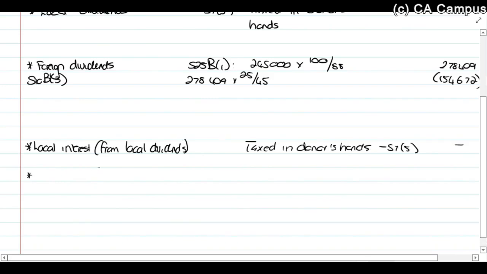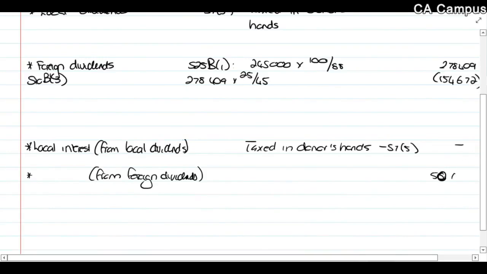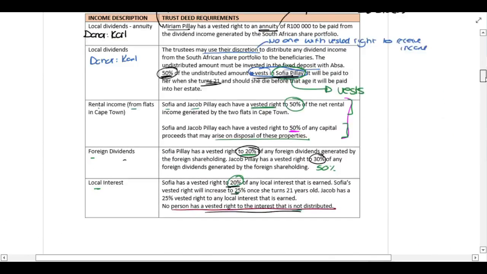And then local interest from foreign dividends. So that's 50,600. That gets included there. Section 10(1)(i), the interest exemption, does it apply? It's not a natural person. Okay, then what else happened, guys?